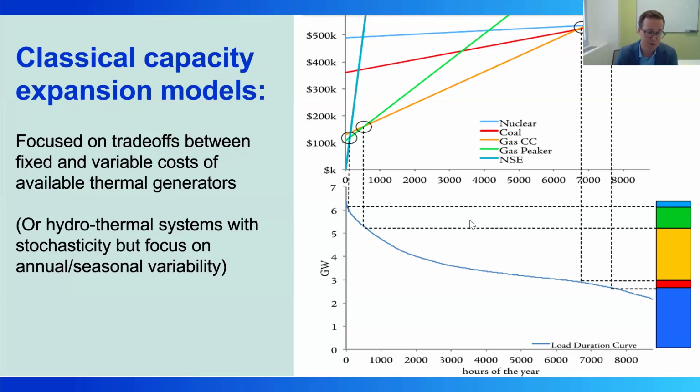Separately, there are large parts of the world that are dominated by hydrothermal systems, with large hydropower systems with large reservoirs, where the primary concern there is about managing uncertainty or stochasticity, regional and seasonal or annual and seasonal variability in stream flows for the hydropower systems to make sure you have enough energy, you're saving the water for when you need it. And these two classes of models were developed quite well and used quite broadly.